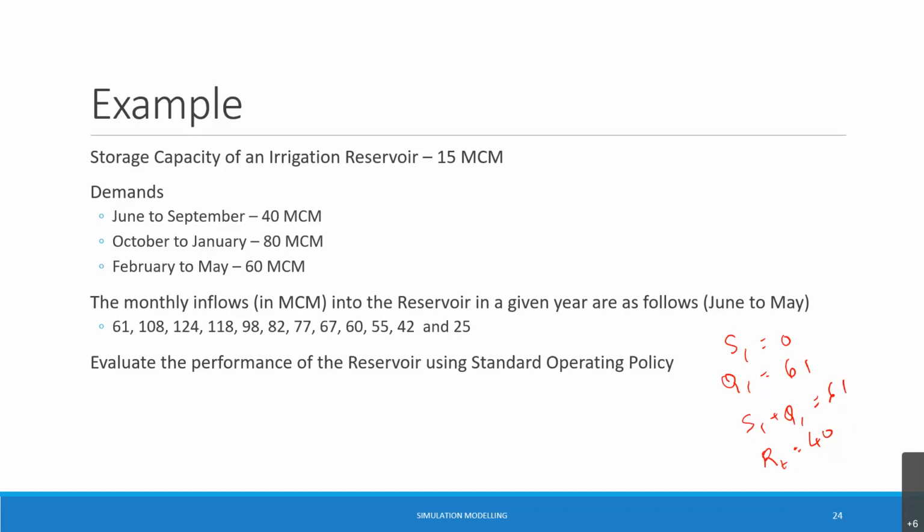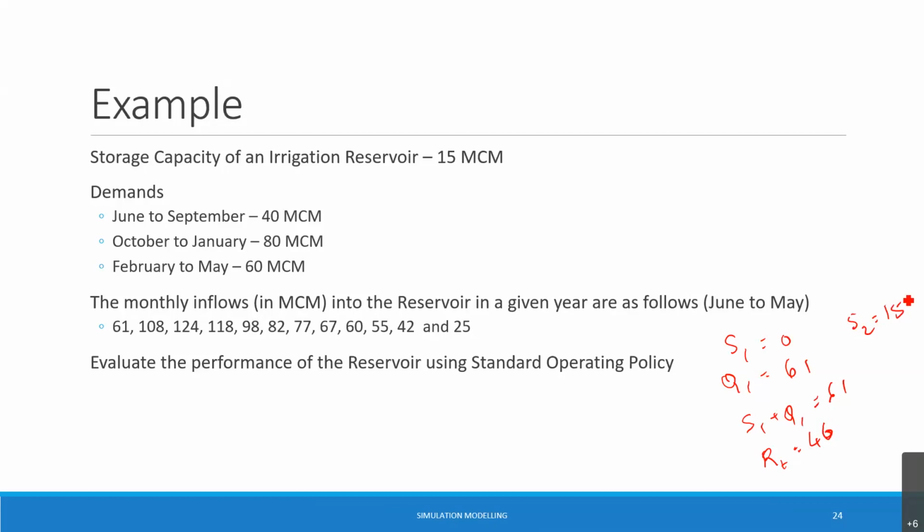So I have to keep 15, and then whatever is remaining, I have to release. So I have to release 46. So I'm able to meet the demand this month, the June month. So now the storage of the reservoir, S2, becomes equal to 50. Now the inflow in the next time period is 108, and then again I repeat the same process like this. We can repeat this for all the 12 months. So maybe this could be done as a simple exercise.